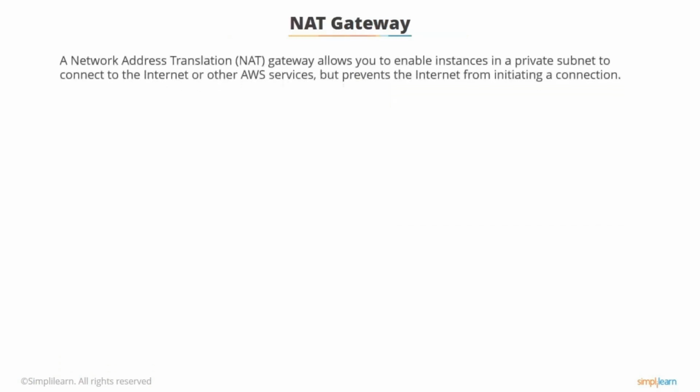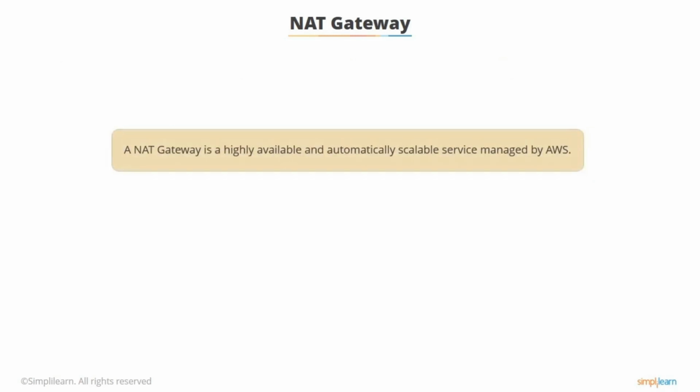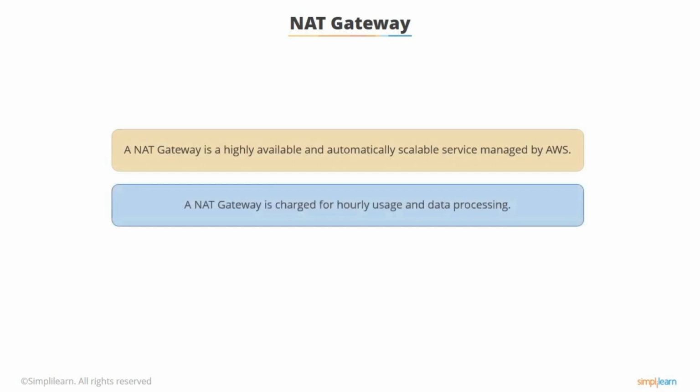The most modern and recommended way to enable instances in a private subnet to connect to the Internet or other AWS services, but prevent the Internet from initiating a connection with those instances, is to use a network address translation or NAT gateway. A NAT gateway is a highly available and automatically scalable service managed by AWS. However, a NAT gateway is not a free service. A NAT gateway is charged for hourly usage and data processing. In addition, Amazon EC2 charges for data transfer also apply.